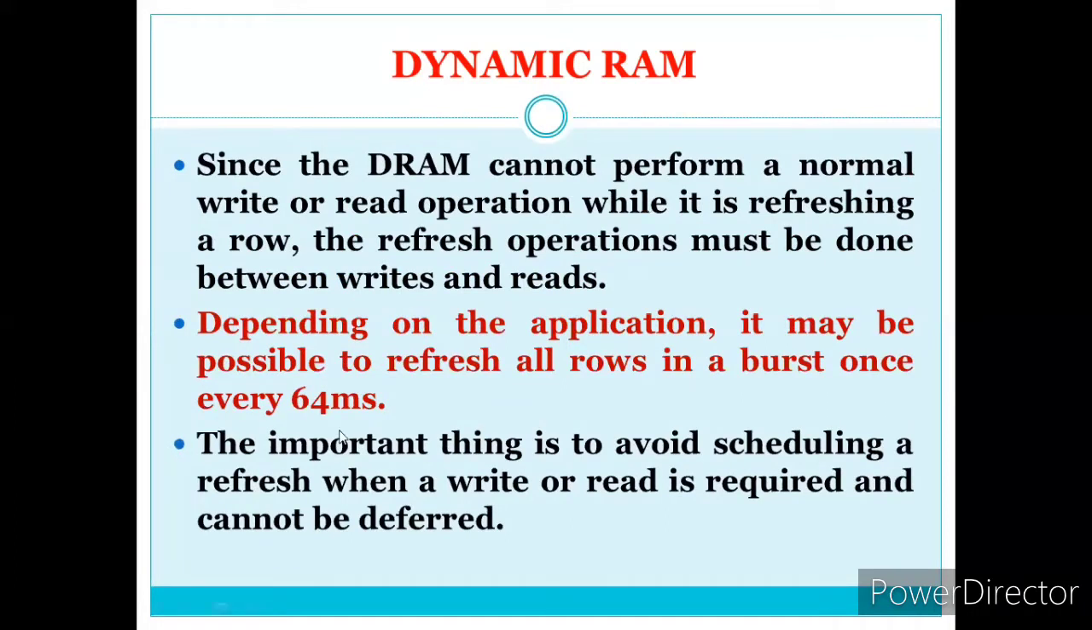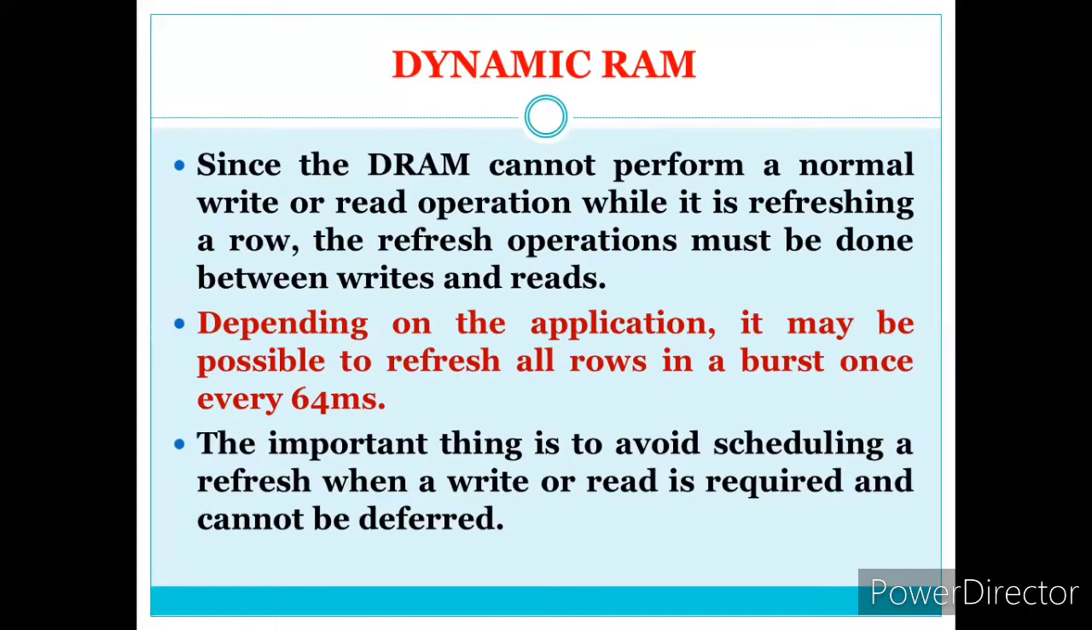So as we have just seen, it depends upon the manufacturer how they are refreshing it, and the standard rate is 64 milliseconds. Now, since DRAM cannot perform a normal write or read operation while it is refreshing a row, the refresh operation must be done between write and read, because when we are performing a certain operation, it is not necessary to refresh it. So when a read and write operation is completed or changeover is happening, then the refreshing of the DRAM has to be taken care of such that whatever value is stored is maintained.